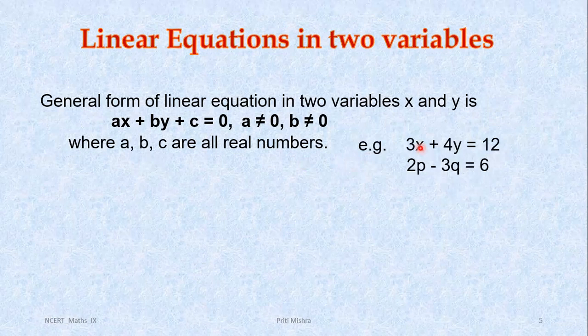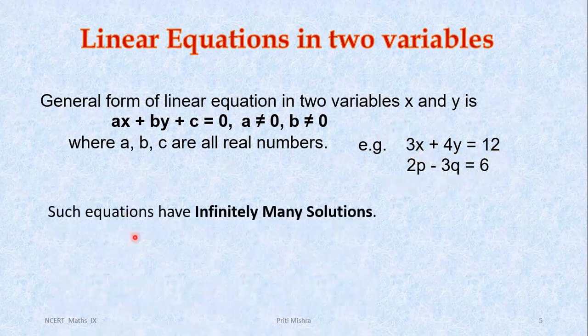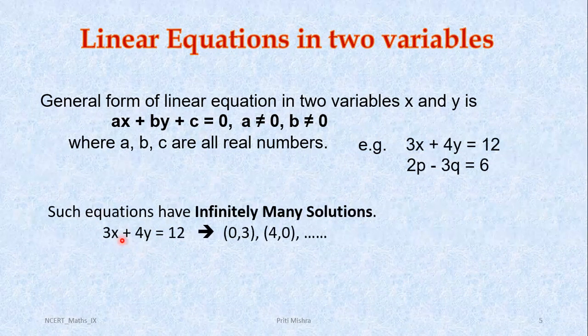Let's have some examples based on linear equations in two variables: 3x plus 4y equals 12 and 2p minus 3q equals 6. Such equations will always have infinitely many solutions. Let's find out for the first equation, 3x plus 4y equals 12. If you put in any value of x, like 0, 1, 2, 3 and so on, you will get a corresponding value for y. So it will provide you many such solutions.